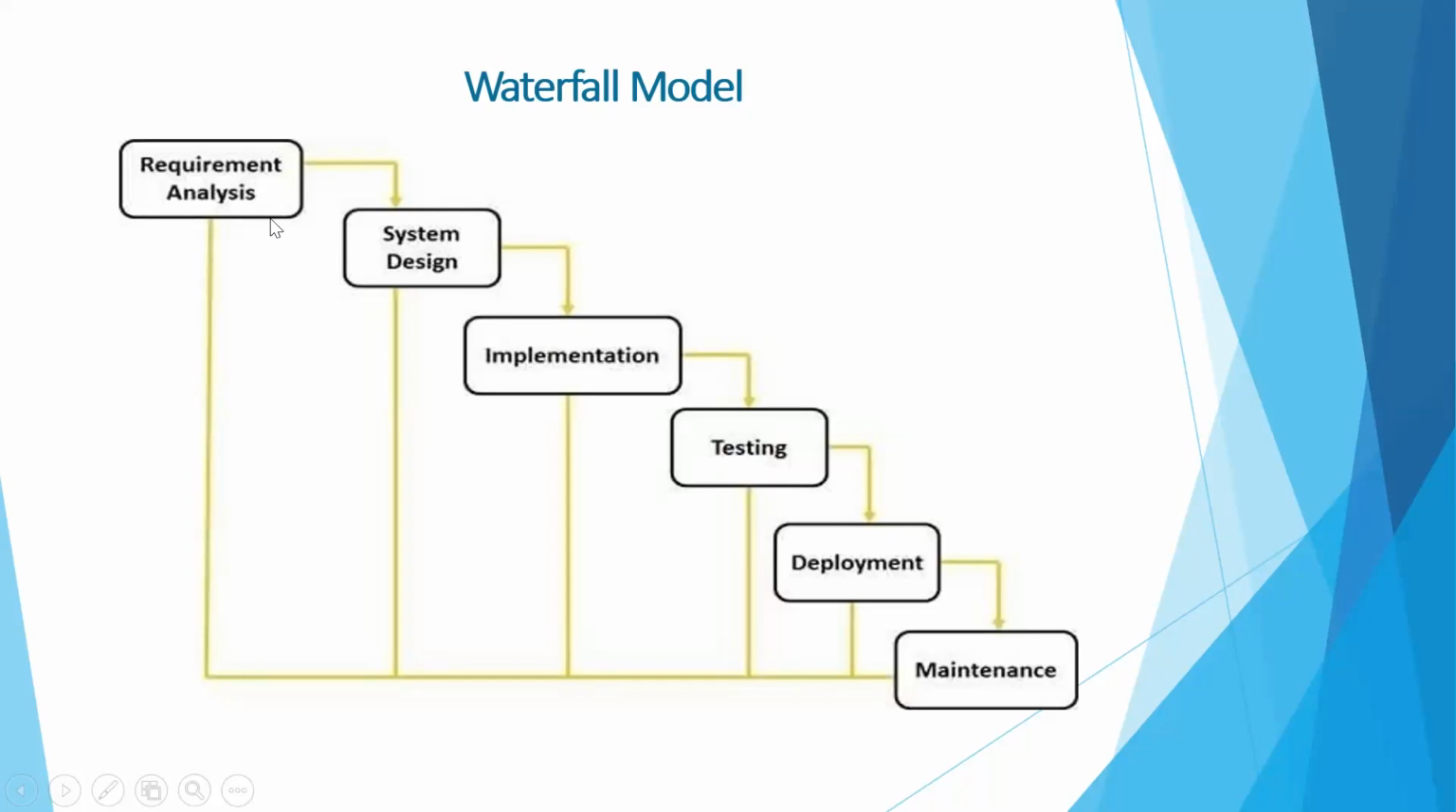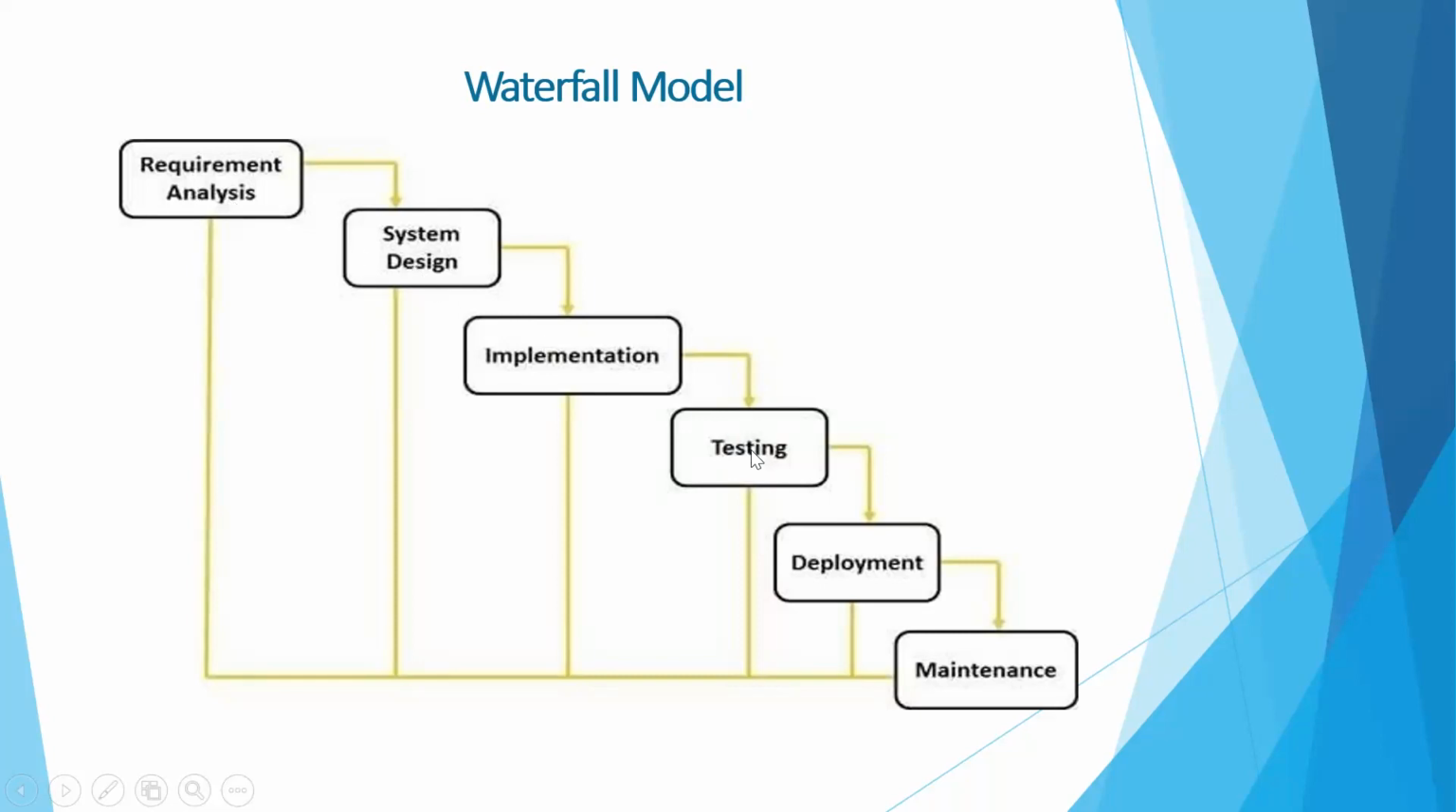If you look here, in each and every phase, people are performing their own role. In requirement analysis only the BA is playing their role, in system designing only the developers or UX designers are playing their role, and in the implementation phase nobody is involved in any of the other phases. That means it depends upon each and every phase.